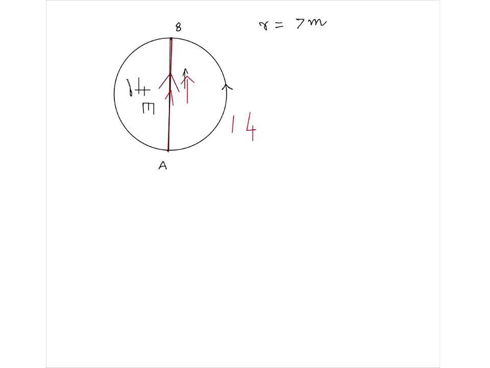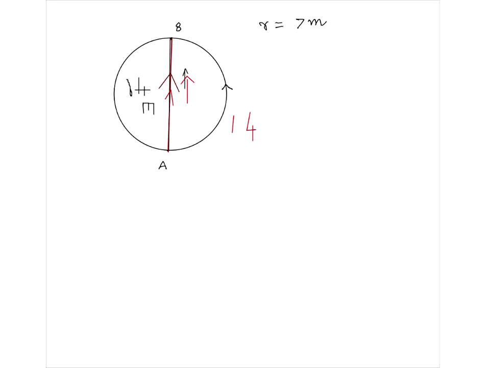Now can you also tell me what is the distance traveled in this journey? What is the distance traveled in this journey? Sir, half the circumference of the circle. Correct. And how much is that? Half of circumference is how much? 22 meters, sir. 22 is right. So pi r, pi is 22 by 7 into 7, that is 22 meters. So 22 meter is the distance, and 14 meter is the magnitude of displacement.